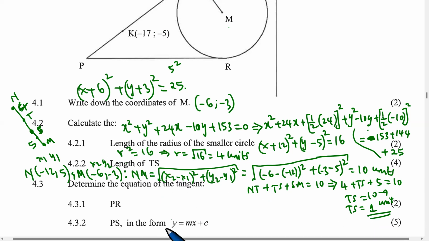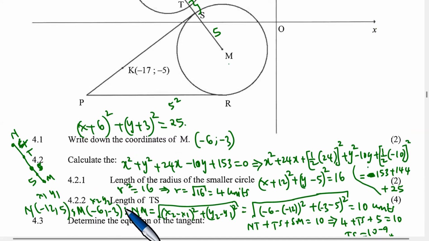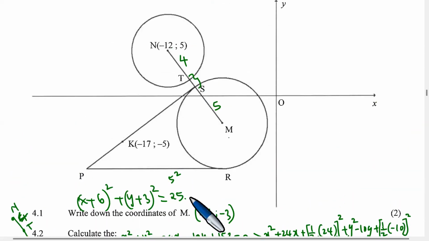Next question: determine the equation of the tangent PR. We want the equation of the tangent PR. So how do you find it? Right, you can easily find the coordinates of the point R. What are the coordinates of the point R? You already know the coordinates of M. The coordinates of M are -6, -3.